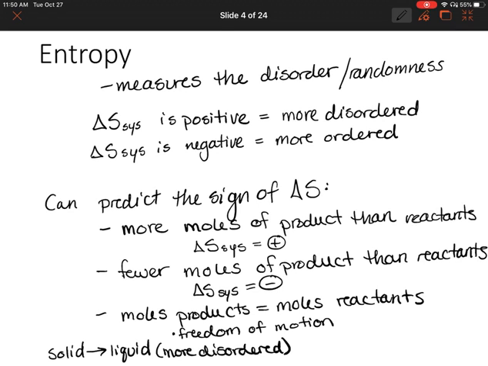And then if you're going from liquid to solid, for example, so in the opposite direction, then your reaction is becoming more ordered. So it would be negative. So let's look at a couple of examples and see if we can predict the sign of entropy for a reaction.